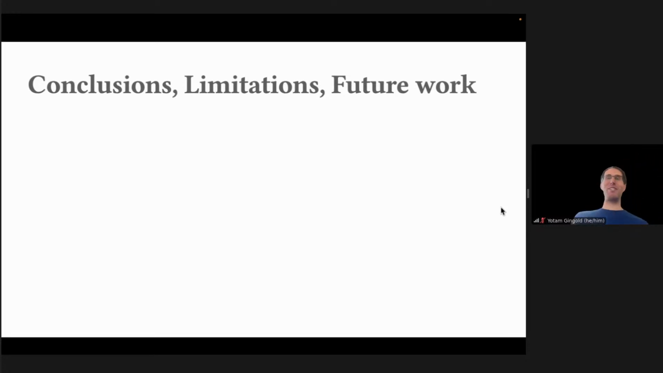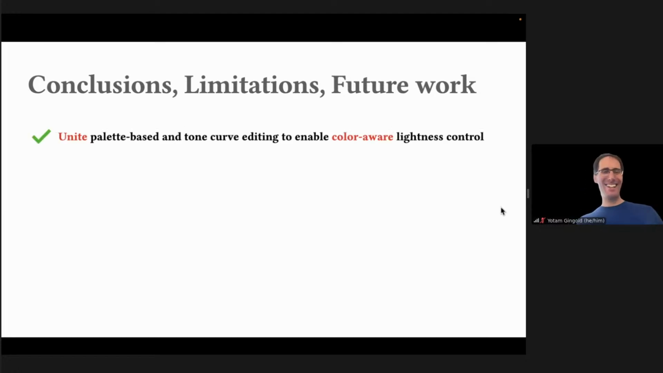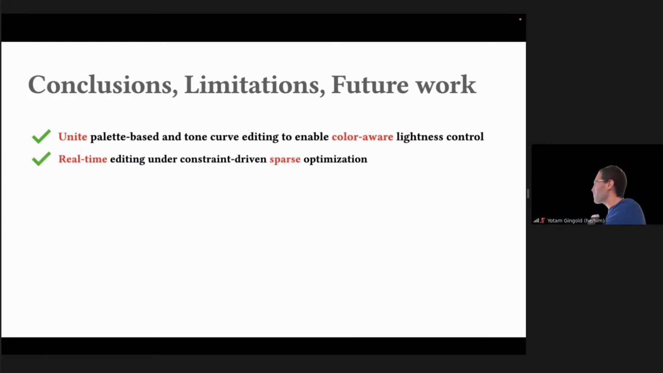Okay, so for this portion of the talk, what we did was unite palette-based editing with tone curve editing to give color-aware luminance controls. We also figured out a way to do real-time, constraint-driven editing on pixels, so image space edits, in a sparse way. It's not semantic. There are no semantics here. It's only about the colors in the image.